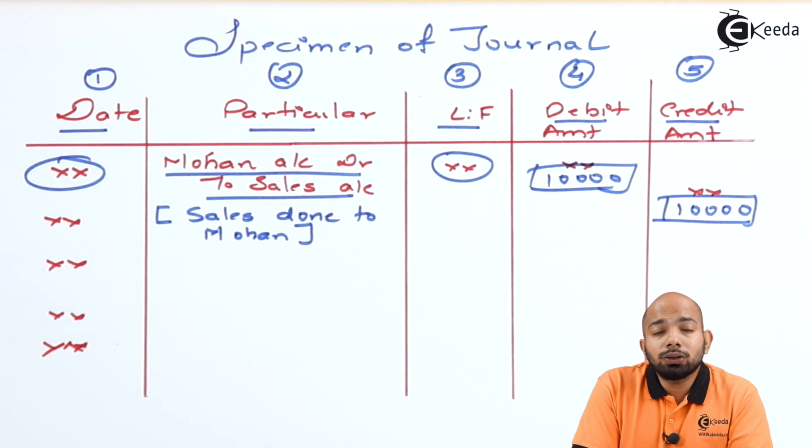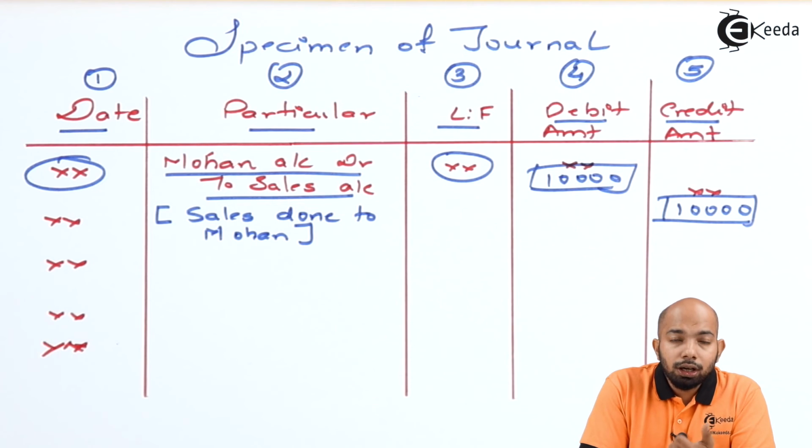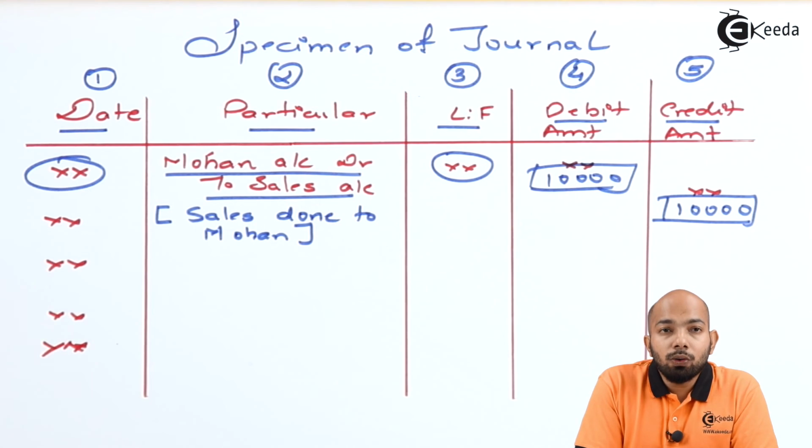So this is how the specimen of journal entries is prepared, and this is how the transactions are mentioned with your 5-column format, whereby date is mentioned, particulars are mentioned along with the narration, ledger folio can be mentioned if the question describes so, and the debit and the credit amount. So this is what you have learned in this video: how a journal entry specimen is passed, and how the transactions are recorded along with the narrations.